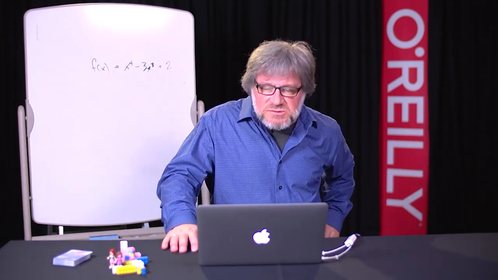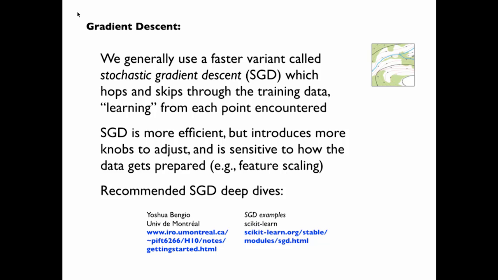So generally speaking, there's a faster variant of this that's called stochastic gradient descent, which basically also looks at that topographic map at the top of the hill. How do you find the shortest path down the hill? But it's going to go in hops and skips through the training data, learning from each different point that it encounters. Stochastic gradient descent is what's typically used for these algorithms.